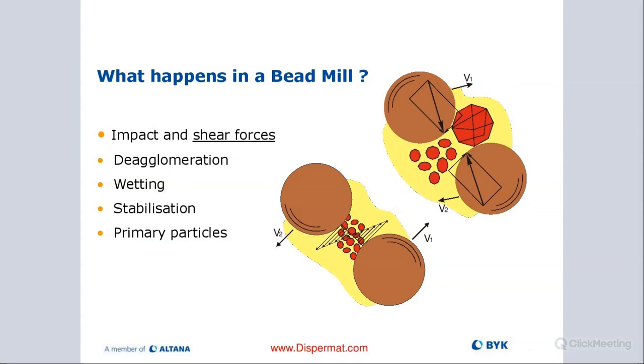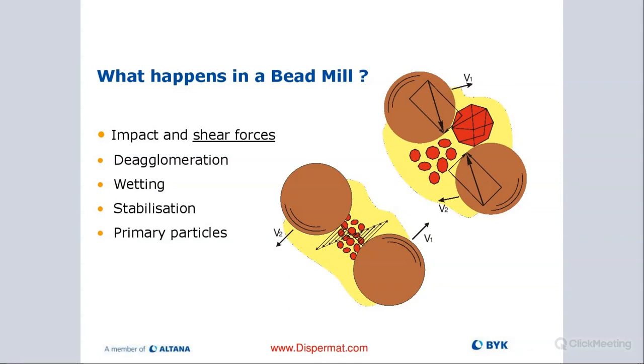Think of when you were a little kid and you sat in a bathtub and you were trying to play with that rubber duck and you were trying to catch that rubber duck with your hands. What happens as you put your hands closer together and right before they touch, that rubber duck always got away. And that's exactly the same thing that's happening inside of a bead mill.